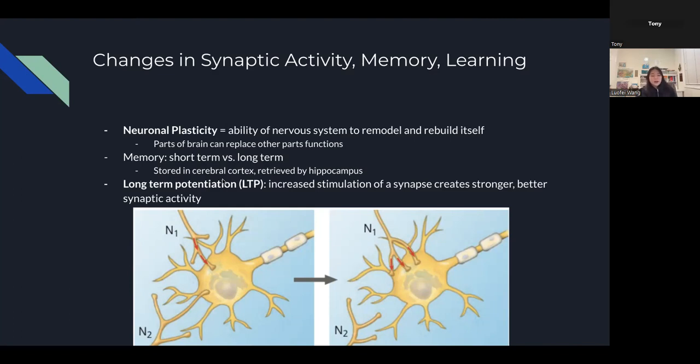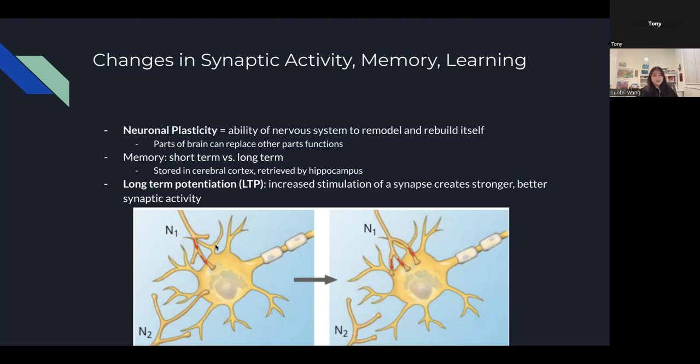And there are short-term and long-term memory. Short-term memory is usually a couple of seconds after the event happens, and if it's not important, we'll release that information and never recall it again. But if it's important to us, we will encode it into long-term memory. Memory is stored in the cerebral cortex, but the hippocampus will act like a link to retrieve the memories. And neurons can also undergo long-term potentiation, where increased stimulation of a synapse will create stronger and better synaptic activity.